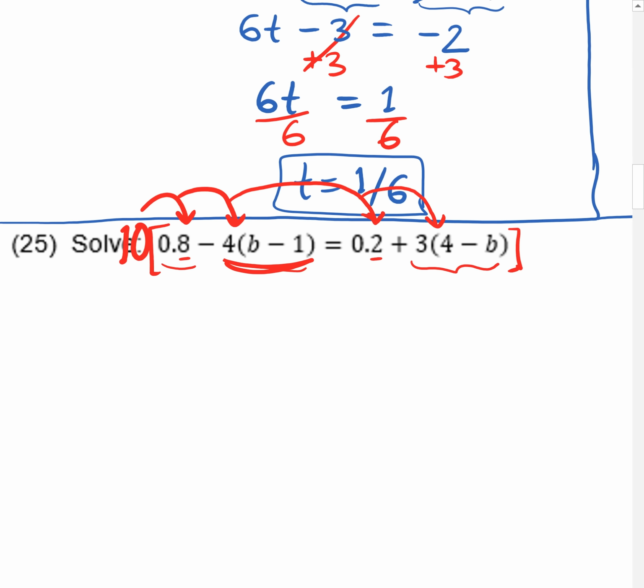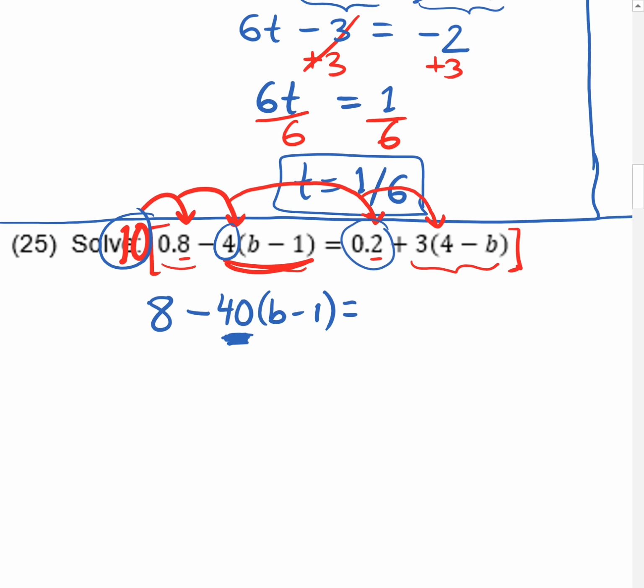So let's see, what will happen when I distribute? 10 times 0.8, we just move the decimal to the right once, it'll become 8. And then minus 10 times 4 is 40. And the b minus 1 doesn't get the 10. I guess it kind of gets the 10 in that instead of being multiplied by 4, it's now multiplied by 40. So it is going to kind of get that 10. Excuse me, it's just in the next step it'll get that 10.